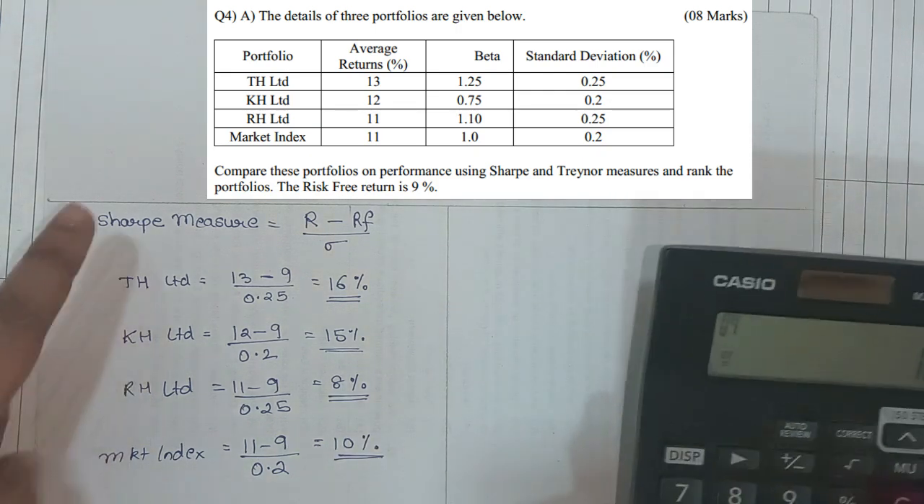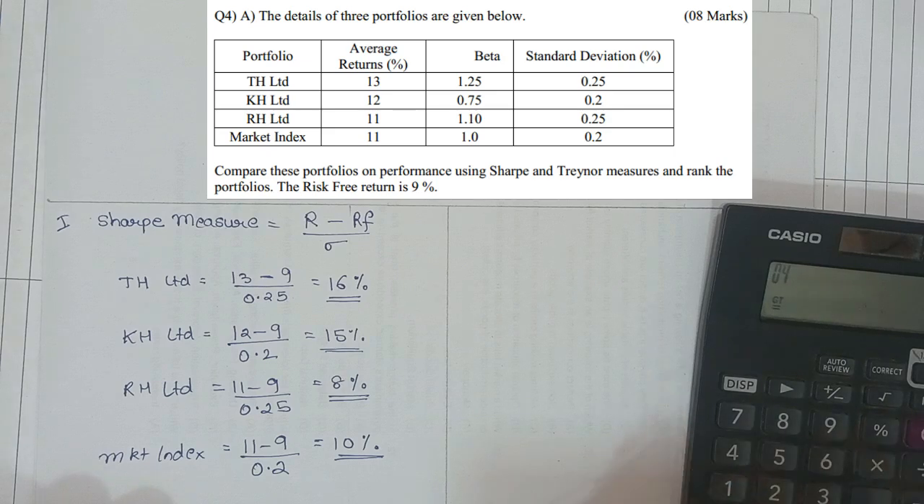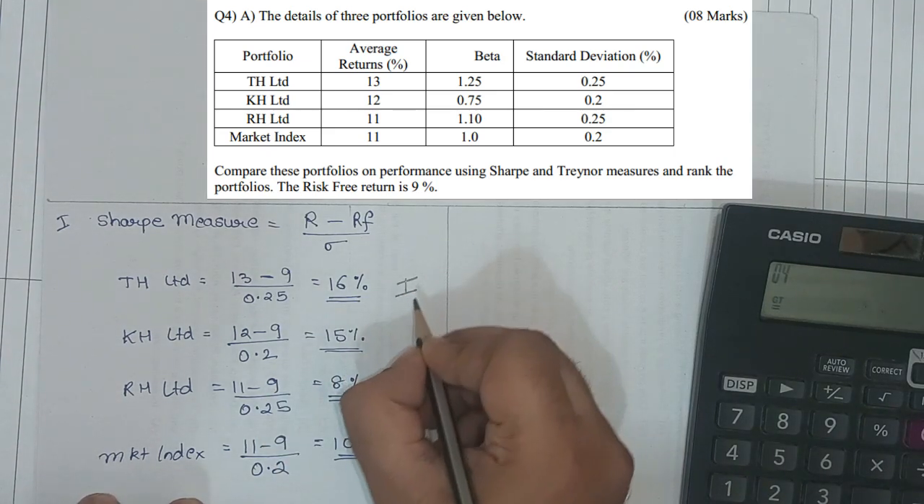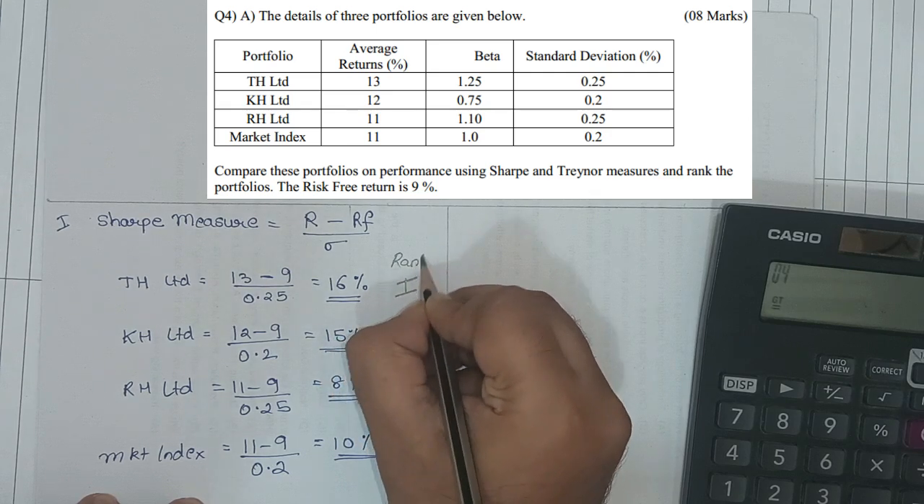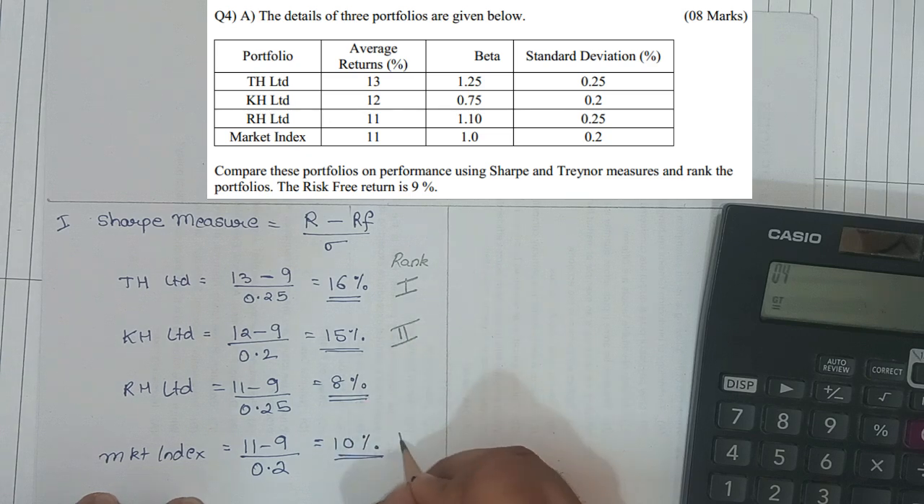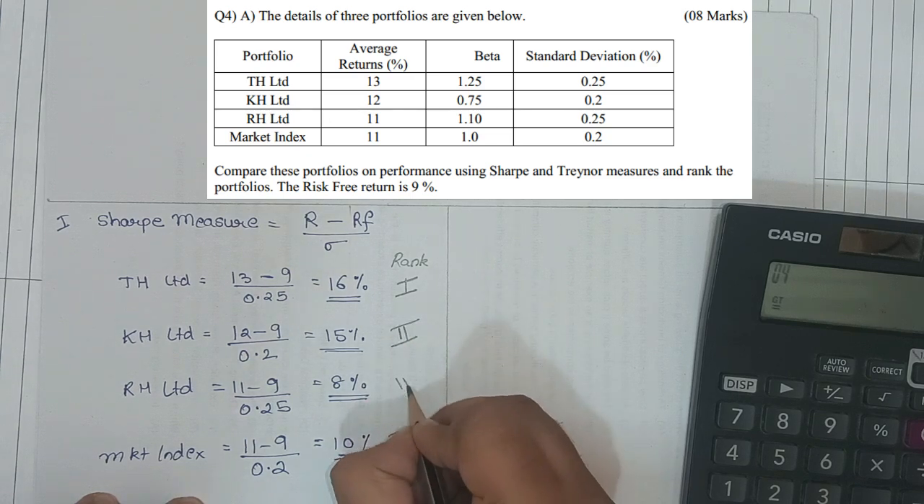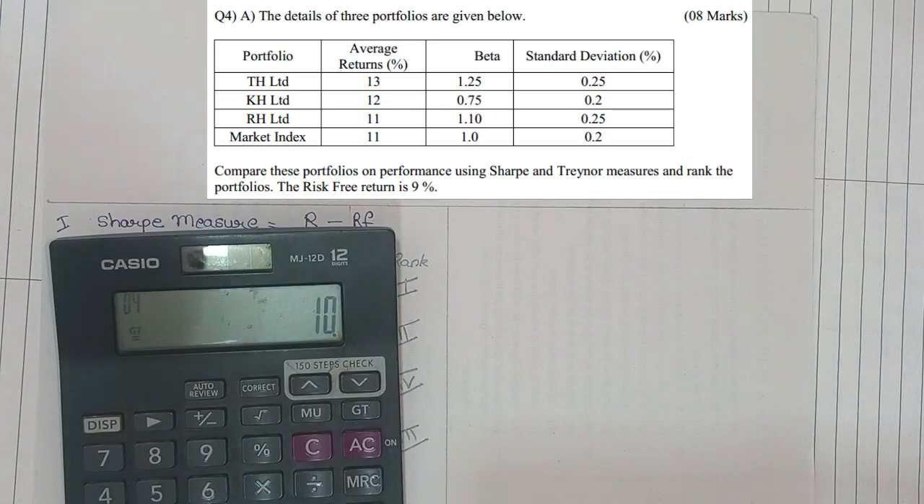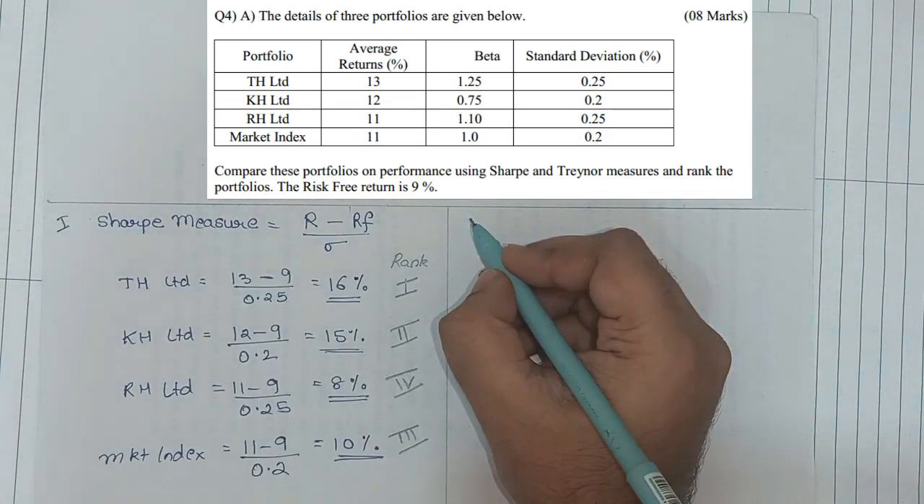Okay, so this is how you all had to solve the sum. Now we have to rank them. Rank wise, the highest rank is TH Limited, so rank number 1. So I'll write here rank. Then 15% is rank 2, 10 is rank 3, and 8 is rank number 4. Same way now we will start, okay, you all can go through it till that time.